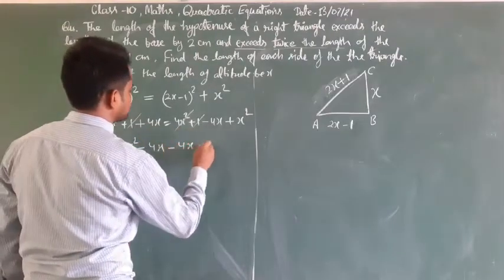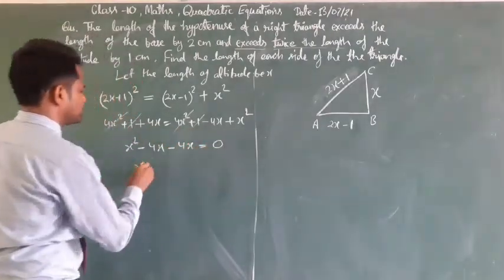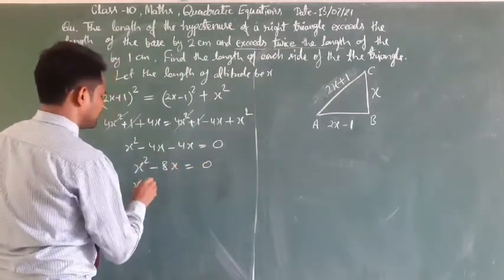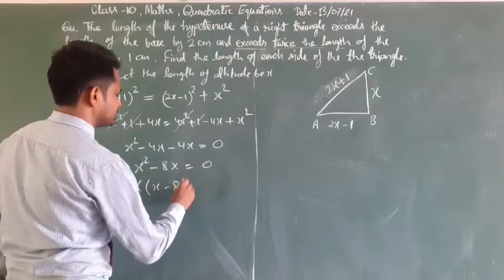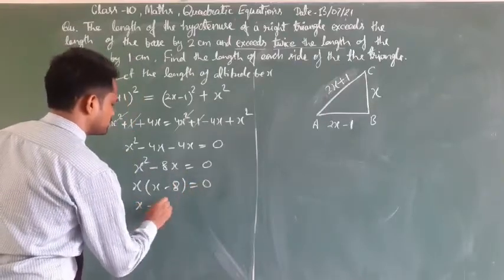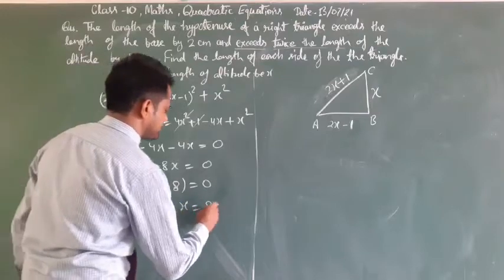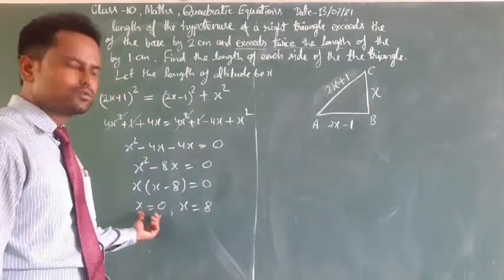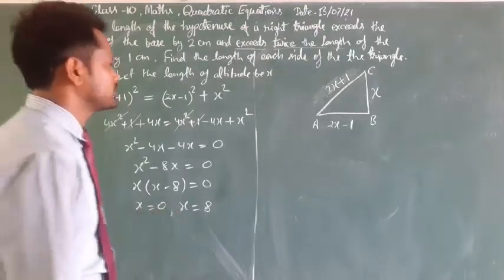4x square cancels out, 1 and 1 also cancel out, then x square minus 4x, transpose this, minus 4x is equal to 0, then x square minus 8x is equal to 0. x is common, then x minus 8 is equal to 0, so x is equal to 0 and x is equal to 8. Length of any side cannot be 0, so x is equal to 8.